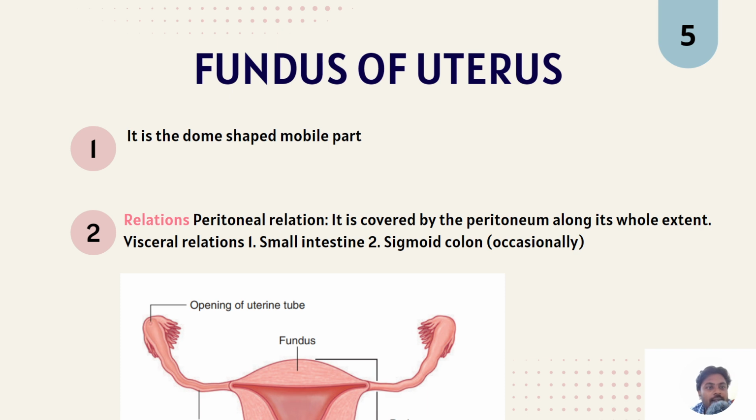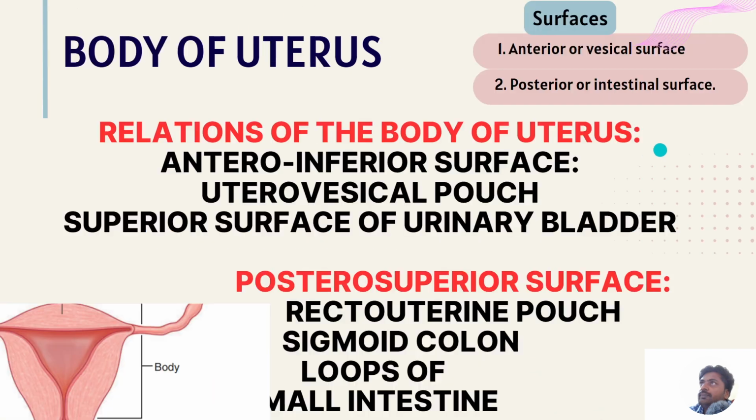Relations of the fundus of the uterus: it is covered by the peritoneum along its whole extent. Visceral relations: small intestine and occasionally sigmoid colon.